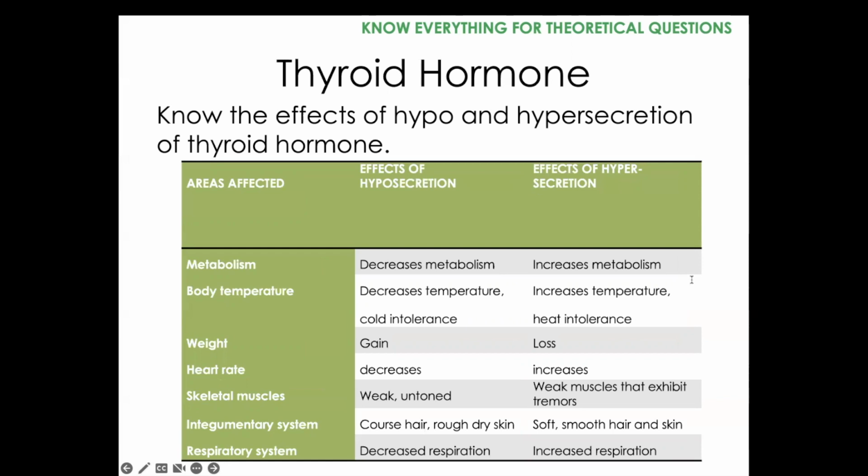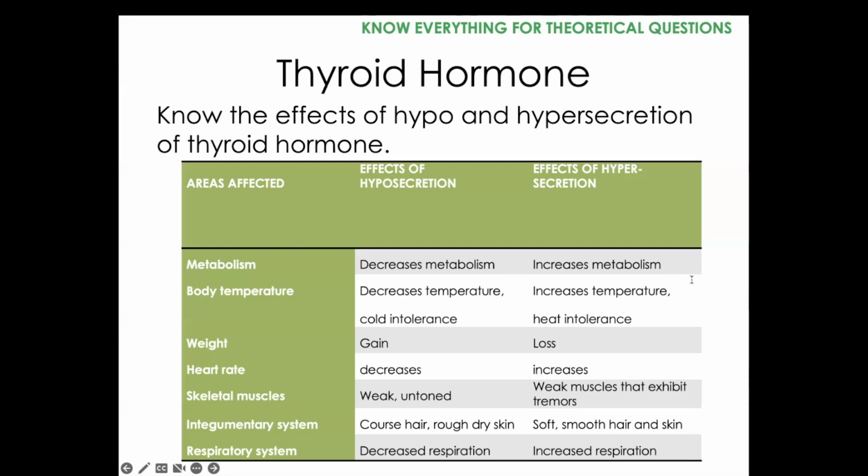If your thyroid hormone is being hyposecreted, again, hypo meaning not enough, you will have a decrease in your metabolism, a decrease in your core body temperature, and your ability to tolerate cold weather. You will see an increase in weight gain, a decrease in your heart rate. Your skeletal muscles will become weak and look untoned. Your integumentary system will have some dysfunction, so you'll have coarse hair and rough and dry skin, and you will have a decreased respiration rate.